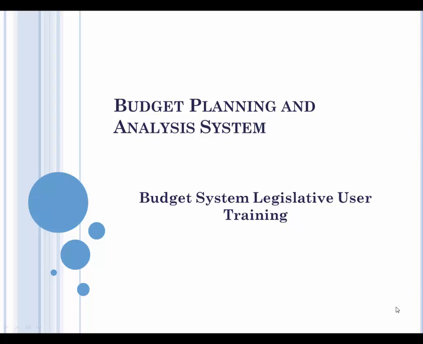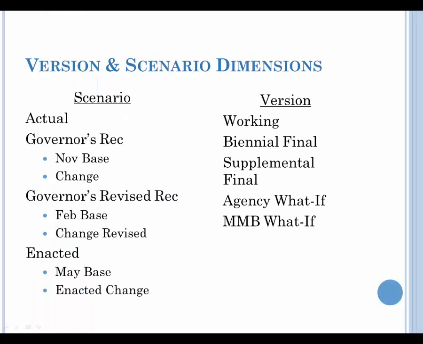We will be walking through how to run reports and review which reports will be the most helpful to legislative users. The majority of reports will ask users to select members from the scenario and version dimensions. These dimensions combined are used to track the point in time of data within the 2-year biennial budget cycle.